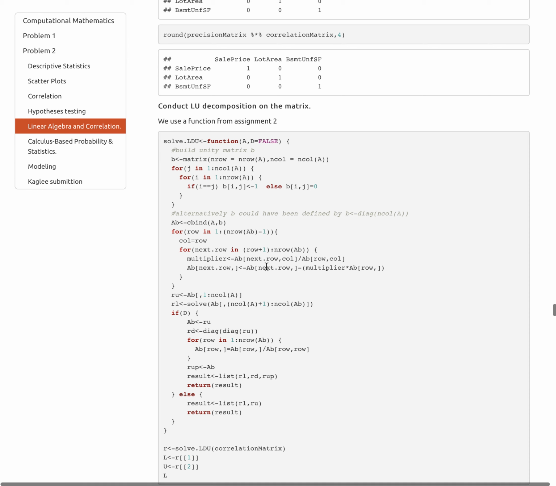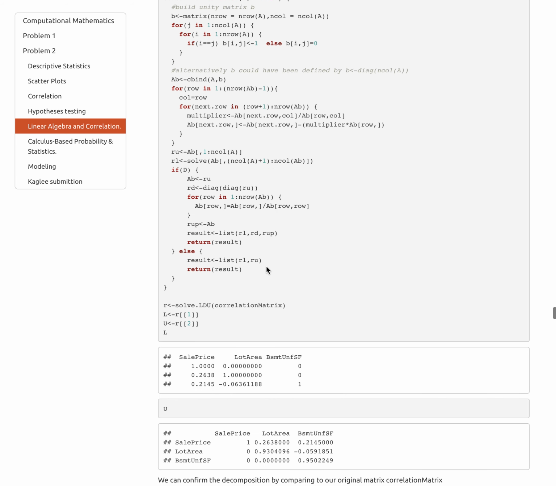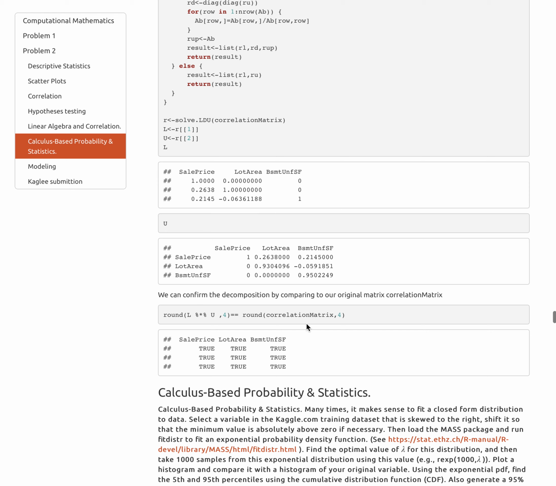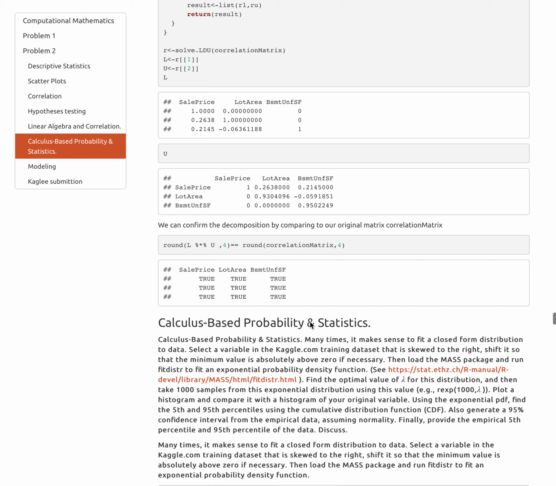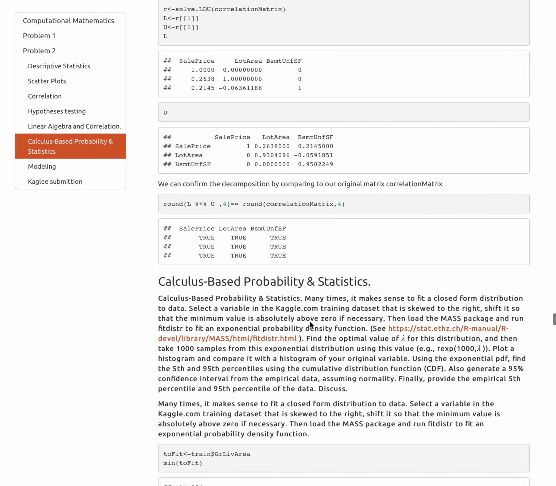And finally, comparing the multiplication of L and U to make sure that I ended up back with the same matrix. So I did the logical comparison right here. Well, after doing the rounding, I got true, basically the same matrix.